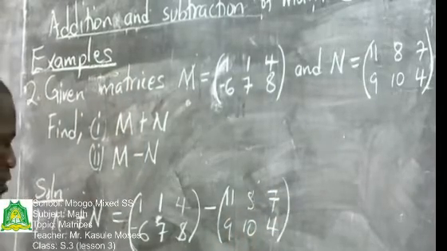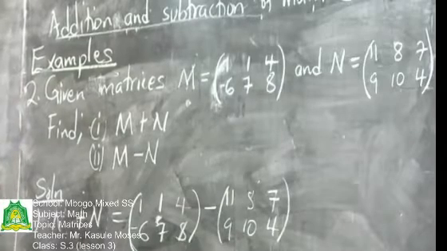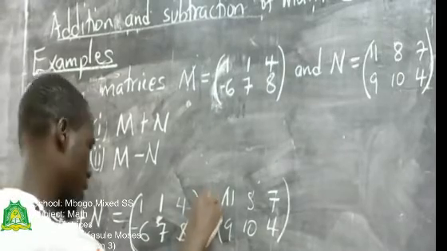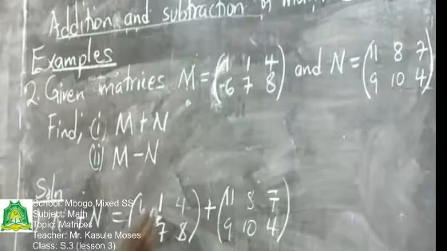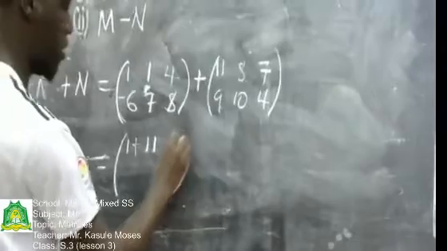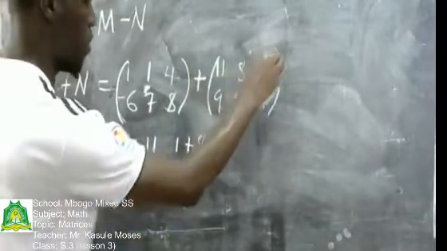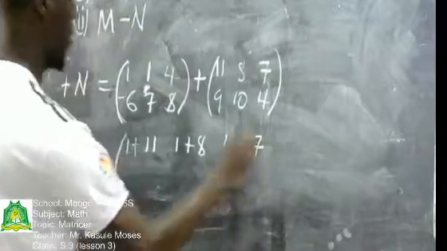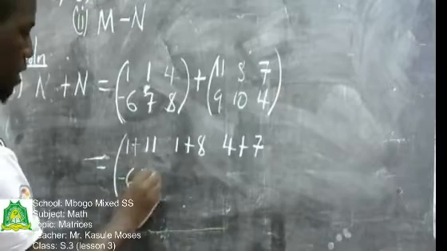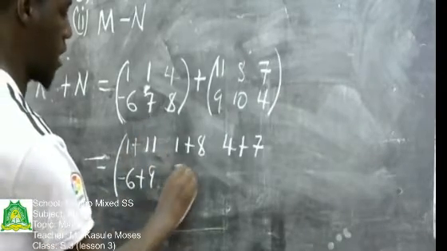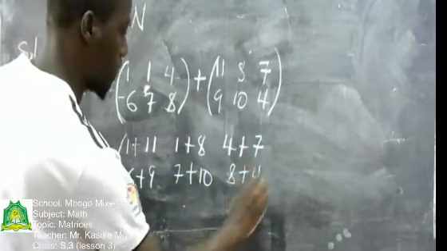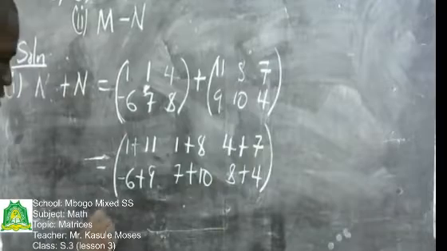So I'm going to add corresponding elements. This is an addition. So 1 corresponds to 11, 1 plus 11. This 1 corresponds to 8, 1 plus 8. This 4 corresponds to 7, 4 plus 7. This negative 6 corresponds to 9, negative 6 plus 9. 7 corresponds to 10. 8 corresponds to 4.